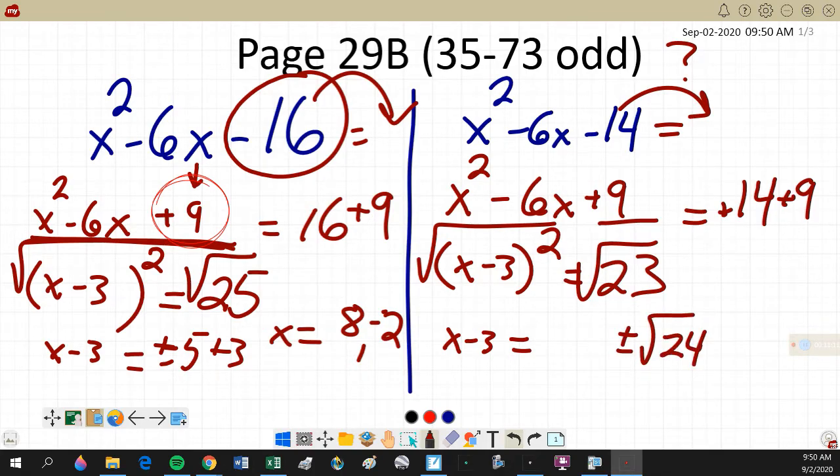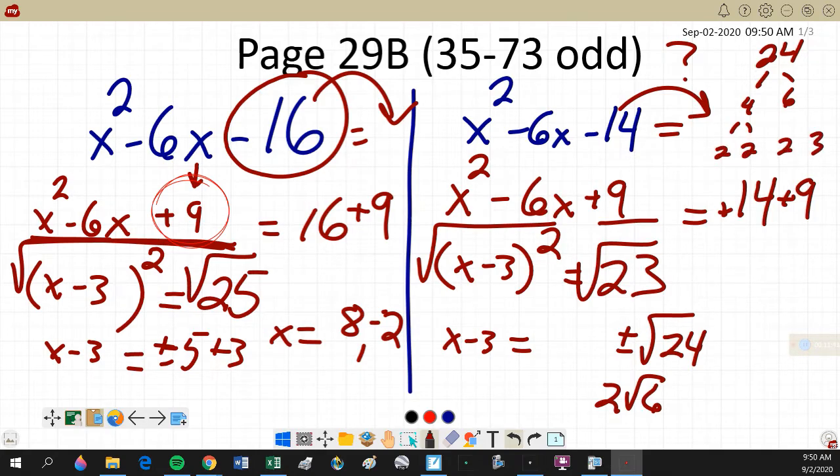Okay. Now, just for argument's sake, let's say it was a 24. How does 24 simplify? Well, here's a fast way to do it. Are there any perfect squares inside 24? 4. And what's the square root of 4? 2. And if I bring a 4 out, what's left in? 6. So 2 root 6 should be my answer. Now, if you don't know how to do that, you take 24, 4 and 6, 2 and 2, 2 and 3. How do I bring stuff out?